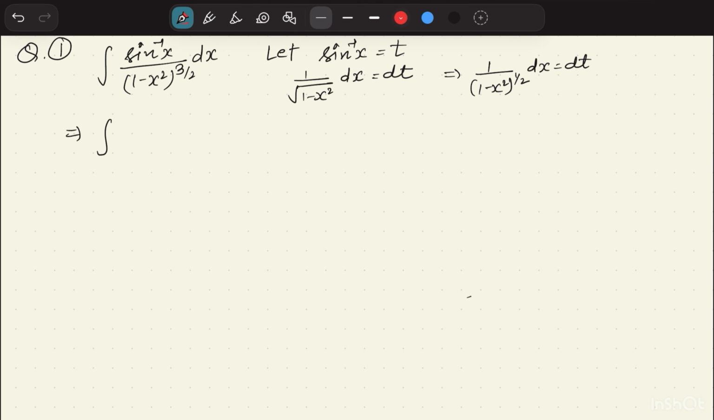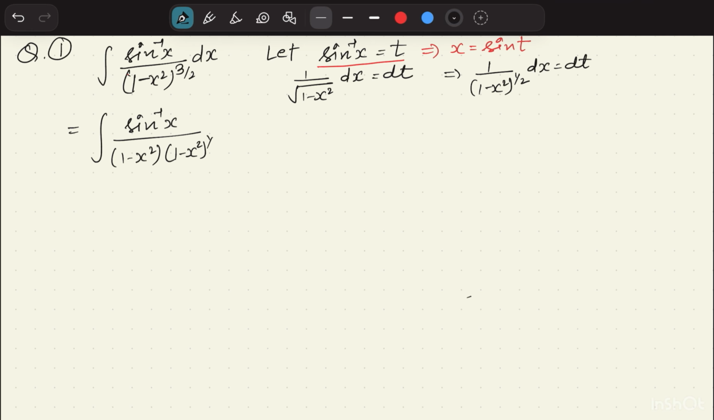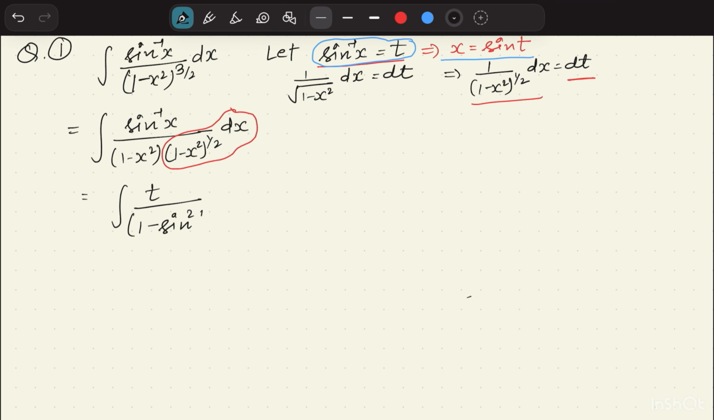From here, if sine inverse x is equal to t, so we can write x is equal to sine t. First we will write our integration like this: sine inverse x upon (1 minus x square) and (1 minus x square) to the power half dx. Now we know that this dx upon (1 minus x square) to the power half is equal to dt. Now we can put these values here, then we will get sine inverse x is t, upon 1 minus x square, and the value of x is sine t. So 1 minus sine square t, and this value is dt.